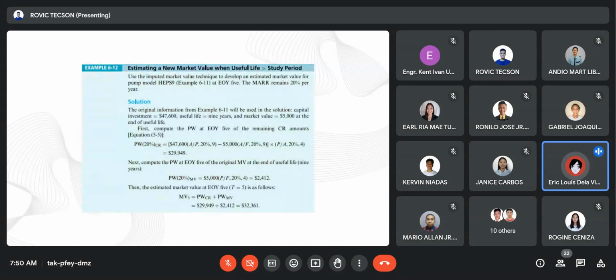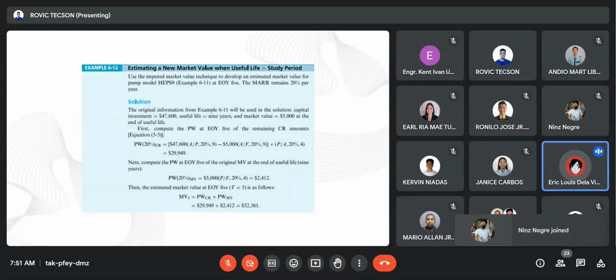So, muna siya example 6.12. Use the imputed market value technique to develop an estimated market value for pump model HEPS9 at end of year 5. The MARR remains 20% per year. So the solution, the original information from example 6.11 will be used in the solution. Capital investment is $47,600. Useful life is 9 years and the market value is $5,000 at the end of useful life.